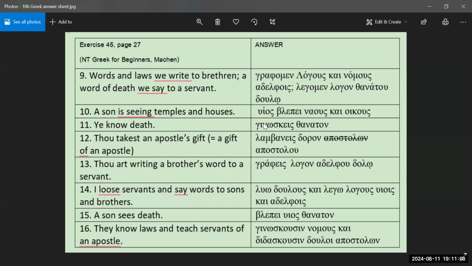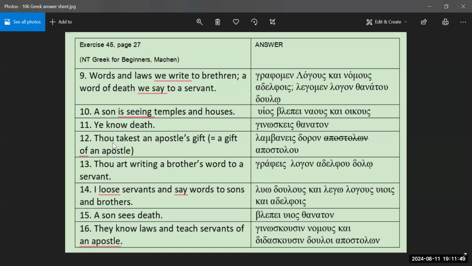Okay, number 11, just two words here, and in the English it's three, like ye know death. Oh, and actually ye, this is incorrect as well, because I get confused sometimes. Ye is the plural. So this should be ginoskete, not you, I think. In the old King James, they take ye as being plural. So this should be ginoskete, but if you said ginoskeis, that would be you singular. Thanaton, very simple. This is just the word for death, in the accusative.